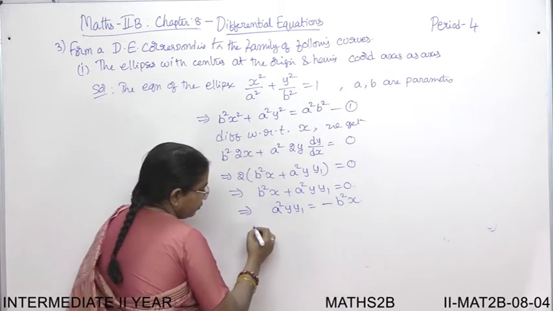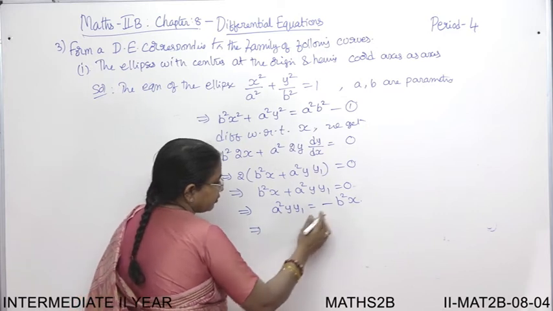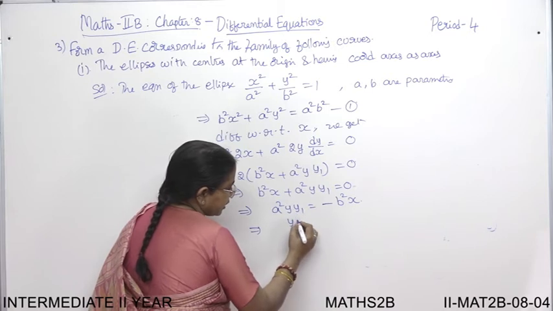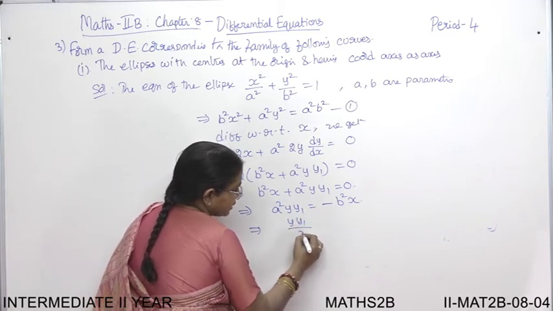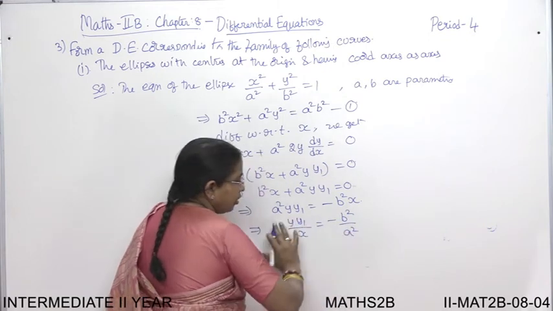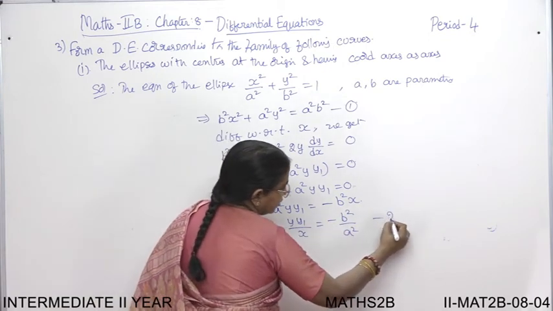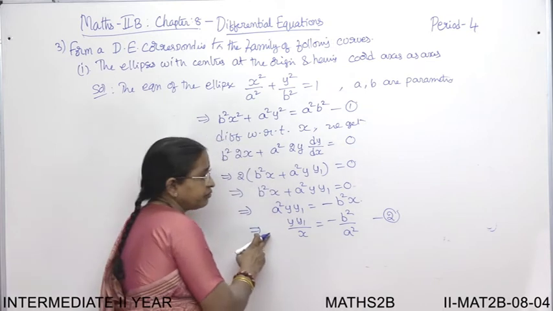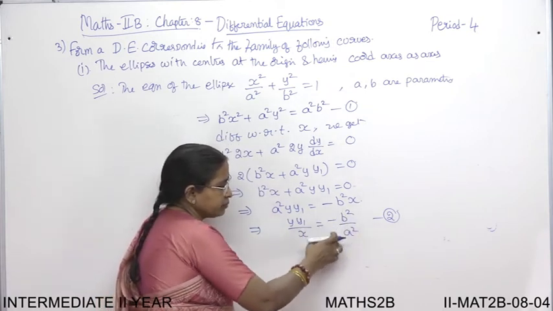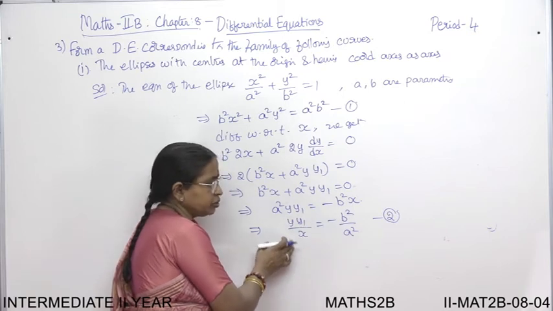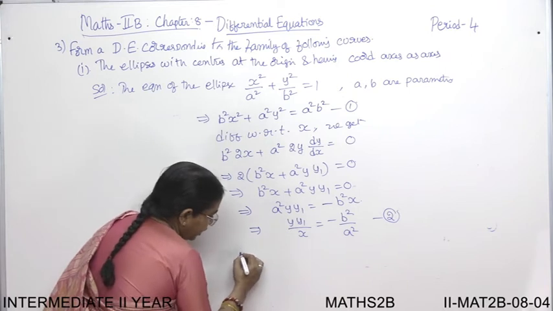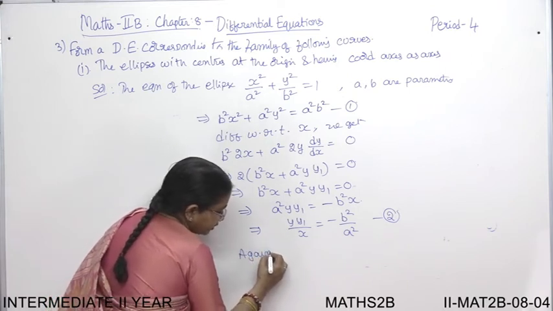Okay. Now we'll take a square to that side, and x to this side. So y1 by x is equal to minus b square by a square. So all constants are on one side. Then what happens when you differentiate this equation? Now derivative of this becomes 0. But here you have to use u by v rule, quotient rule. Okay. Now again differentiating with respect to x.